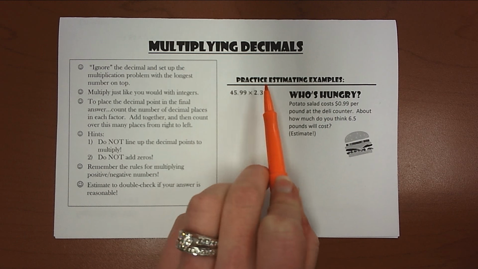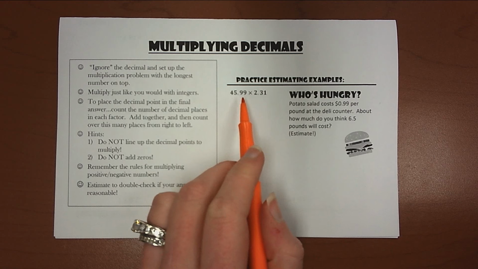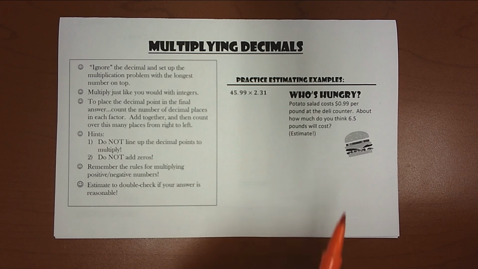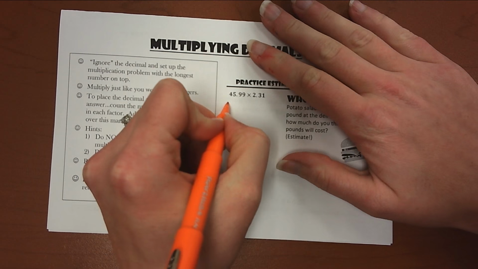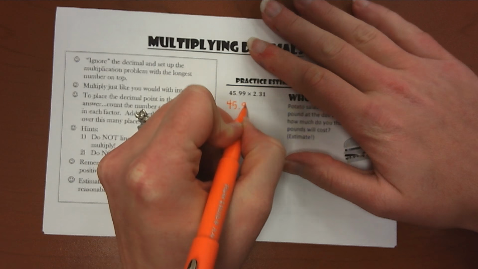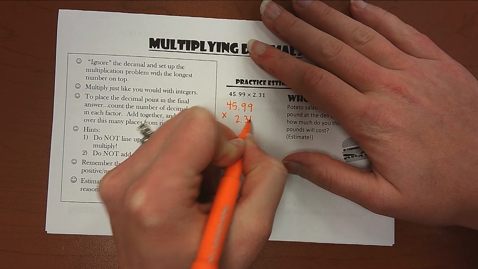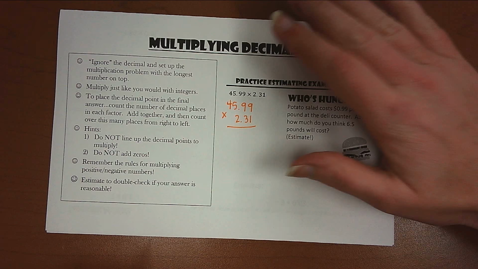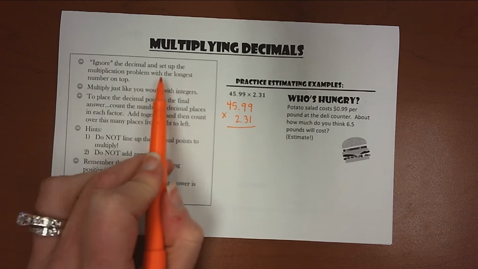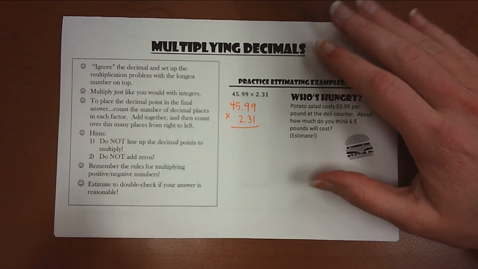Let's start with this first example. 45 and 99 hundredths times 2 and 31 hundredths. So I'm going to put the number with the most digits on top, and I'll multiply that by the second number here. I'm going to ignore the decimals and multiply just like I would with integers.